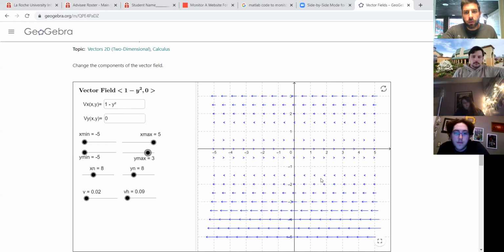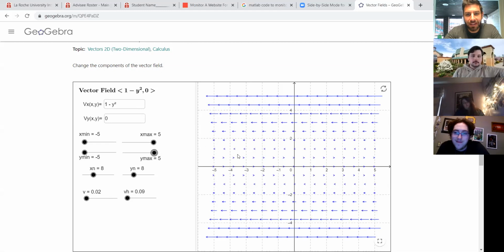And so what you're noticing, what is happening? Lydia, what is happening? I'm just kidding. Sorry. What you're noticing is that the arrows close to the x-axis are small.